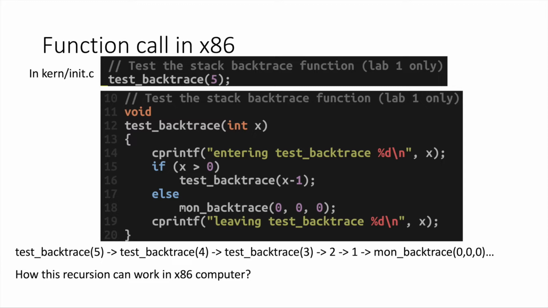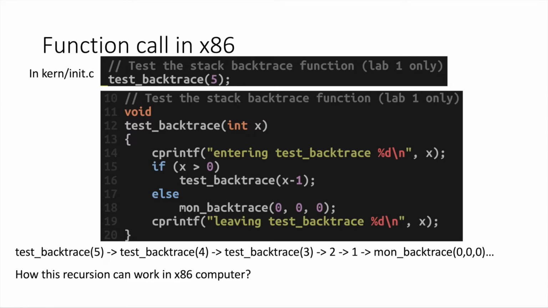Let's take a look at the function. In kern init.c, the kernel calls test backtrace with the argument value 5. And then take a look at the implementation of test backtrace. For a positive value of x, it will call the test backtrace function again recursively, but by decreasing the value of x by 1. So it will first call test backtrace 5, and then 4, 3, 2, 1, and then x will be 0. Then it will run mon backtrace with 3 arguments, 0, 0, 0.